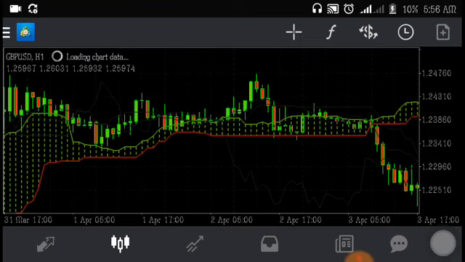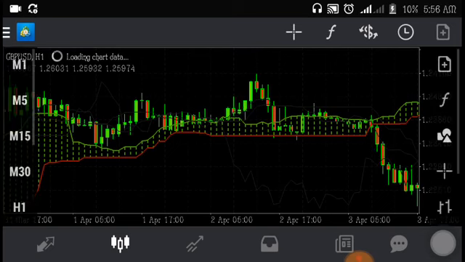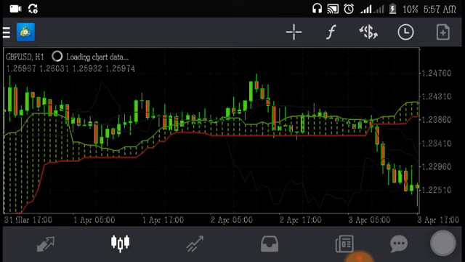So we apply a filter which is very simple to follow. All we have to do is wait for price to open and close above the Ichimoku line or below the Ichimoku line without touching the Ichimoku cloud. Neither the body of the candle should touch the Ichimoku cloud. That is what we are looking forward to see.